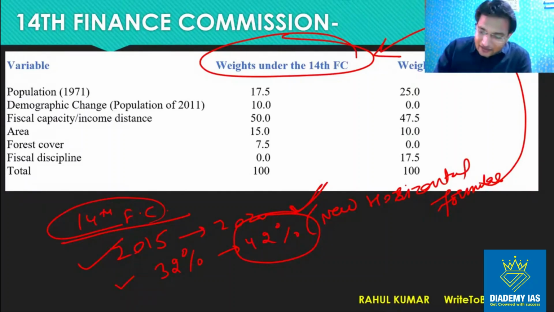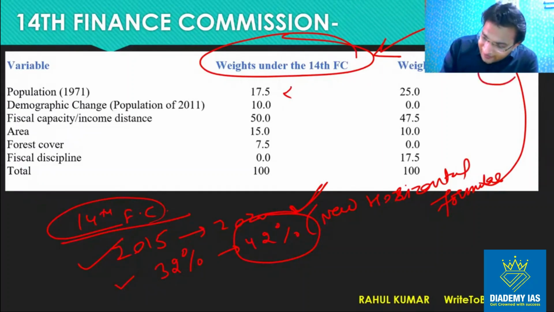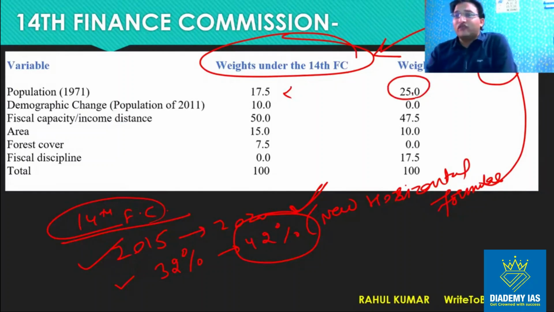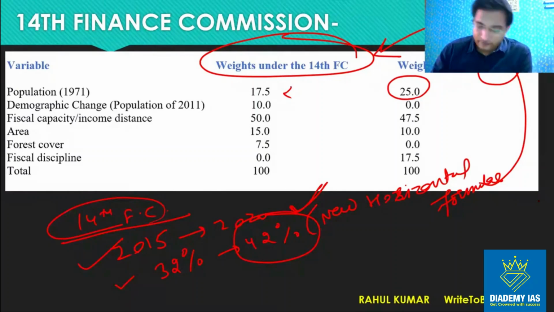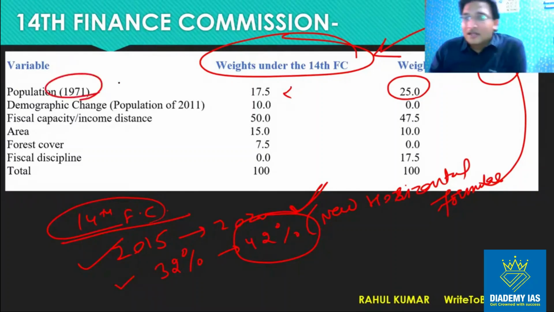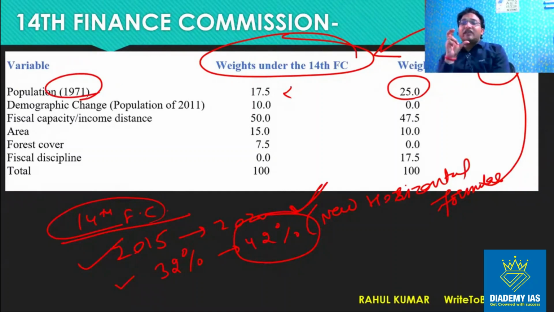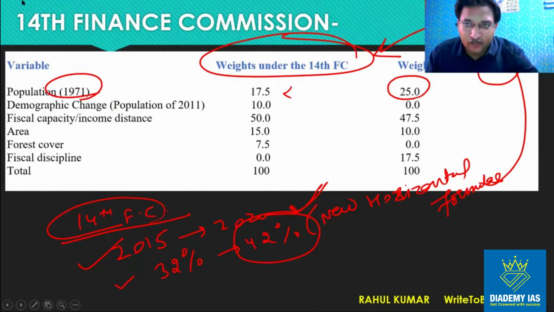Now this new formula, you can see, first the population criteria. In the 13th Finance Commission, 25% of the weightage, 25% of the fund was transferred based upon the population criteria, right? Population of 1971. Now, why is the population of 1971 taken? What is the logic? Why is the population of 1971 considered? So who would like to give the answer? Who would like to tell about this?